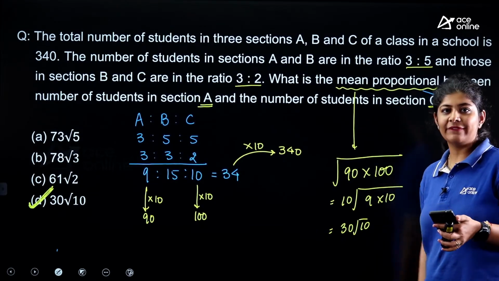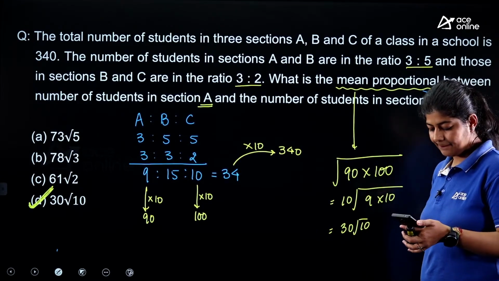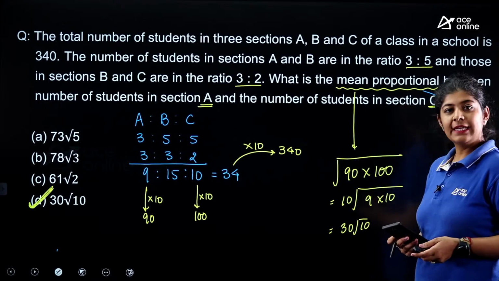Yes, Sarkar, we do have that, but we will discuss it afterwards, right? Option number D is the correct answer.